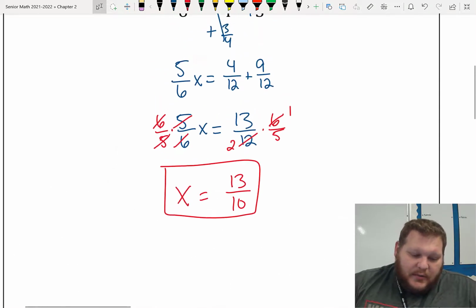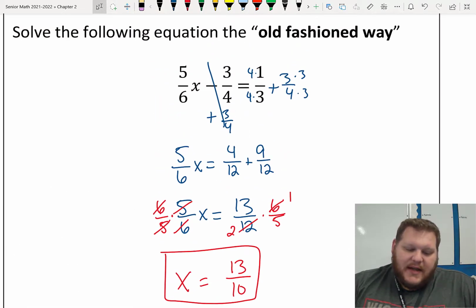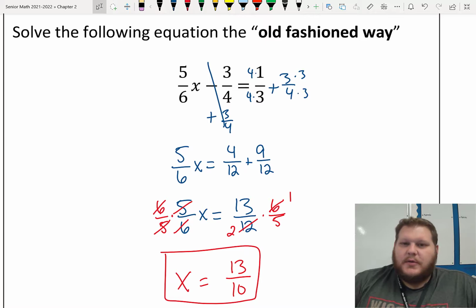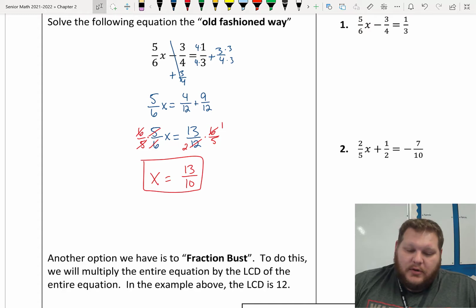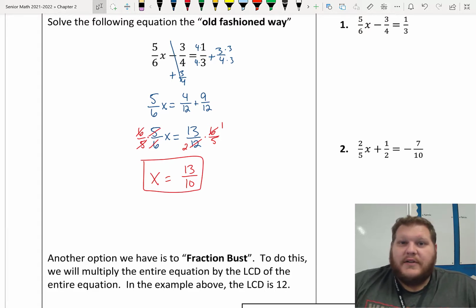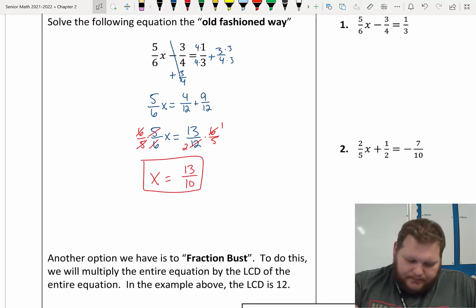So the one that I started with here, 5 over 6x minus 3 over 4 equals 1 over 3. The LCD, the least common denominator of all 3 of those numbers, of 6, 4, and 3, the smallest number that all 3 of them go into is 12, which is what it says down there. So what I would do, and we're going to do this in box 2, is multiply all of my terms by 12. When I do that, all of my fractions reduce, and I no longer have to deal with fractions anymore in my problem, which is awesome.